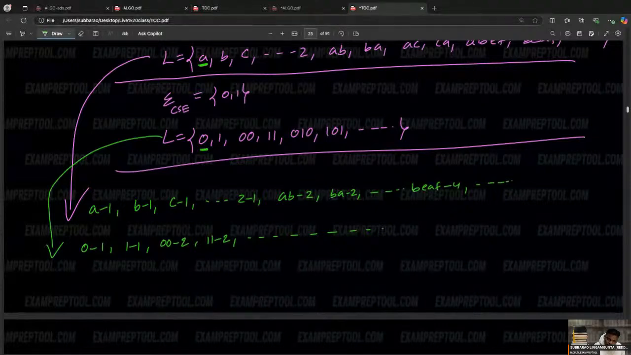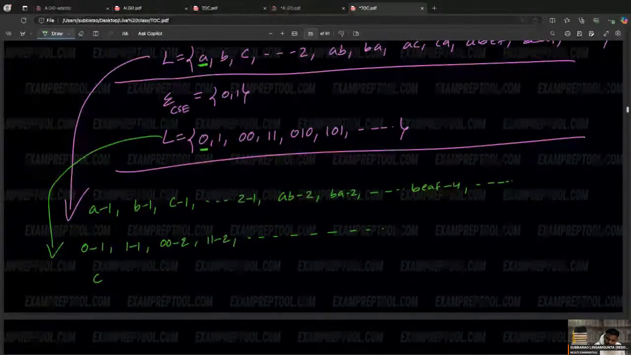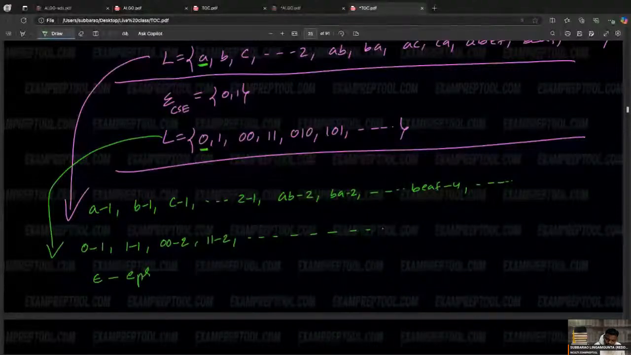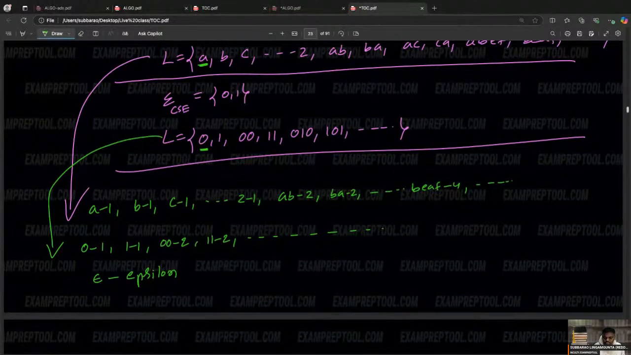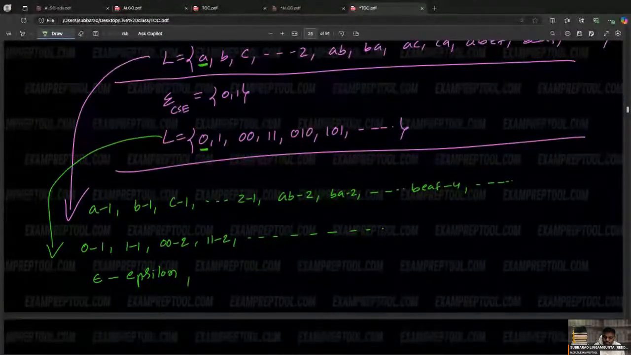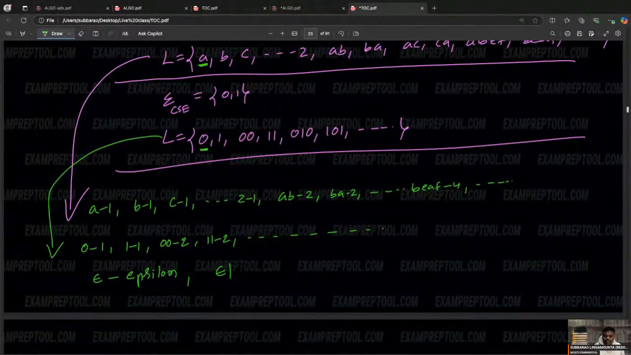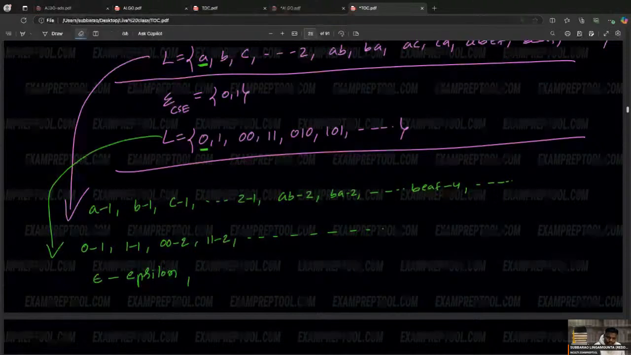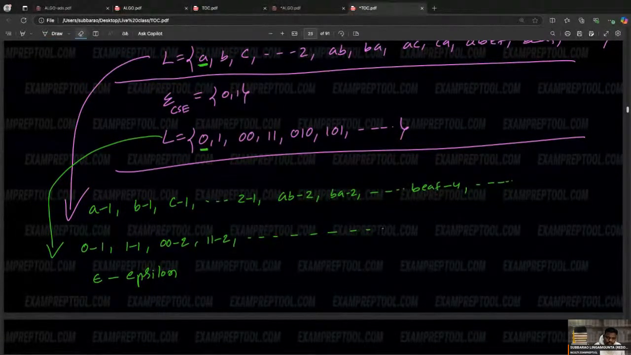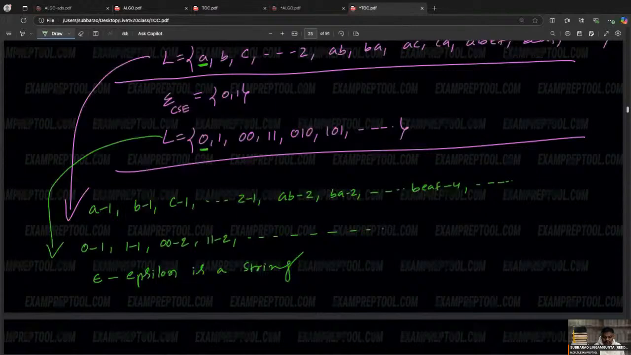By default, there is one person. His name is epsilon. By default, every language has one string, that is epsilon. Epsilon is a string. That is fine. The length of the epsilon string is 0.